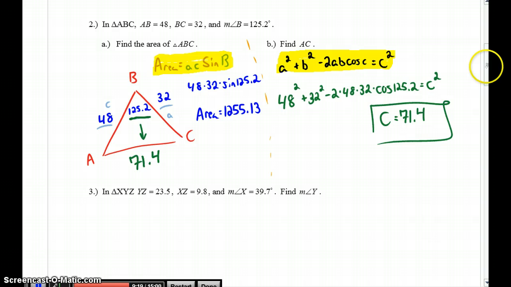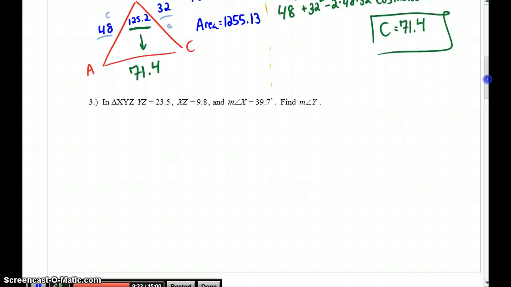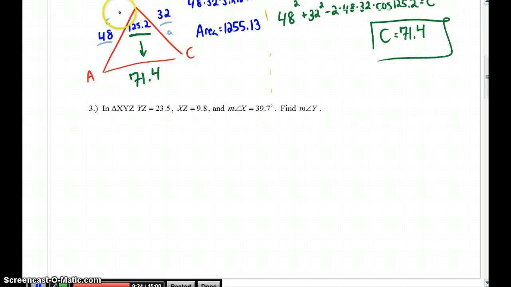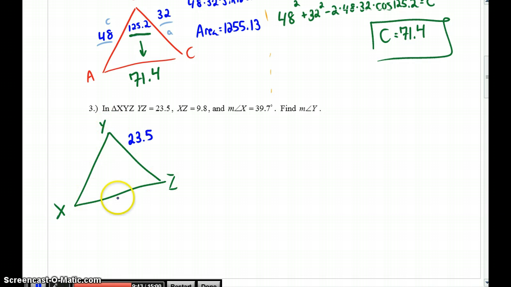The one last part comes down to problem number 3. Triangle XYZ. Let's draw our triangle. Let's see. X, Y, and Z. YZ is 23.5. XZ is 9.8. And the measure of angle X is 39.7. And we want to figure out what is angle Y.